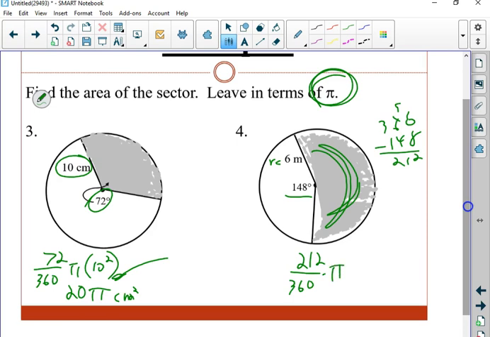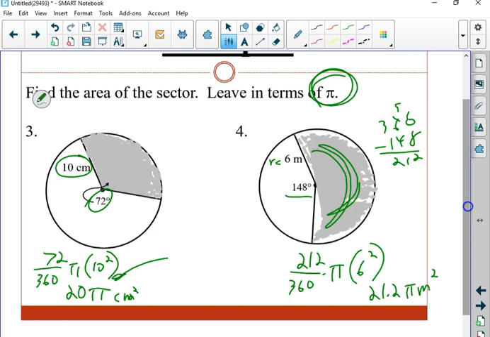Times pi times 6 squared. Which I'm going to calculate for you right now because I was silly when I made my key and I based it on 148, which is just a silly mistake. So 212 divided by 360 times 36 is 21.2 pi meters squared.